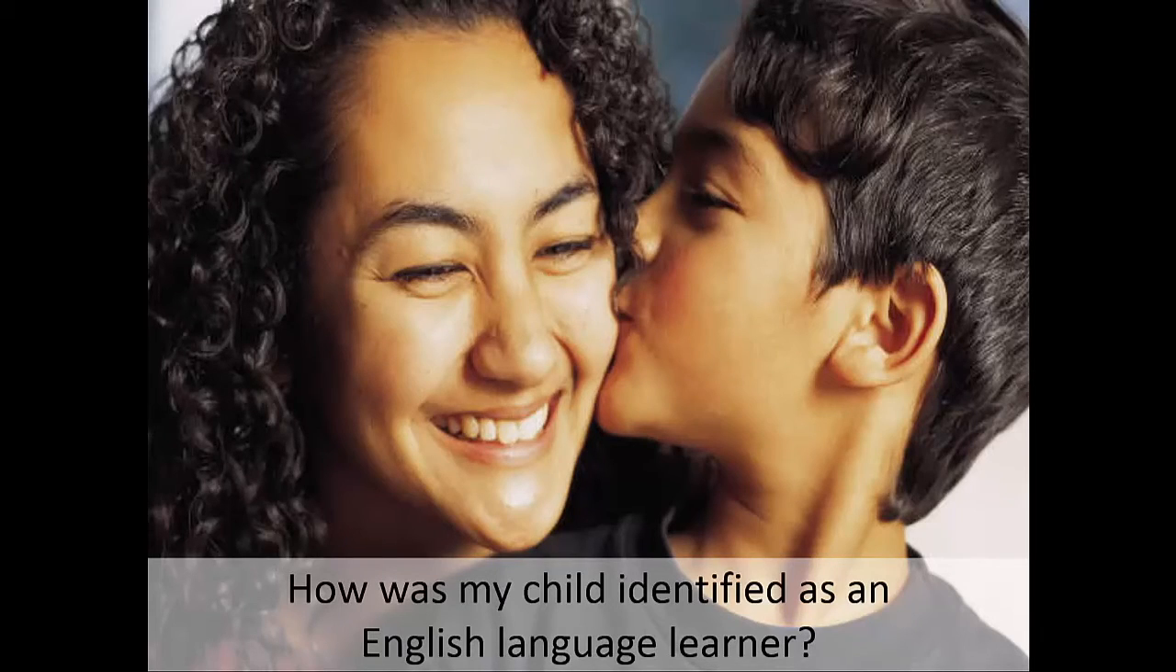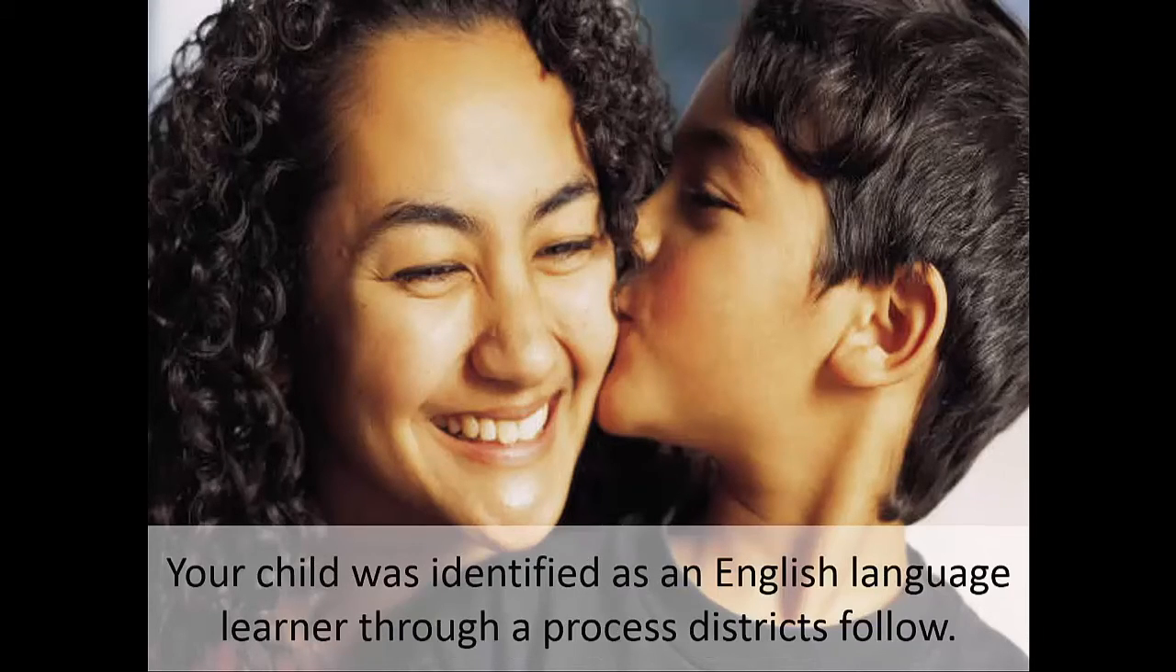So, how is my child identified as an English language learner? Your child was identified as an English language learner through a process the district used to properly place students in English language support programs. This process includes assessing students' English language proficiency and determining if student scores meet the eligibility criteria set by the state and/or district.